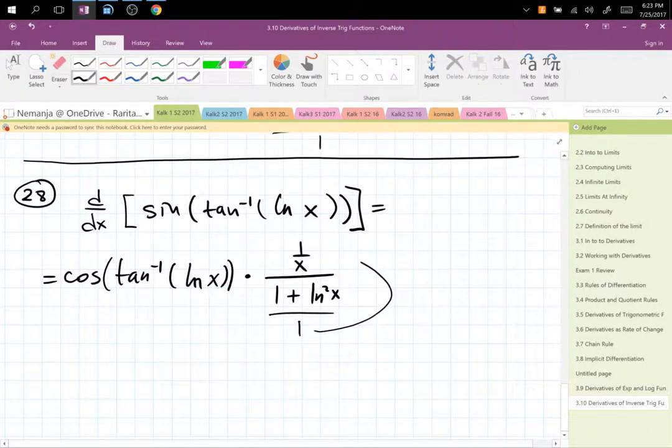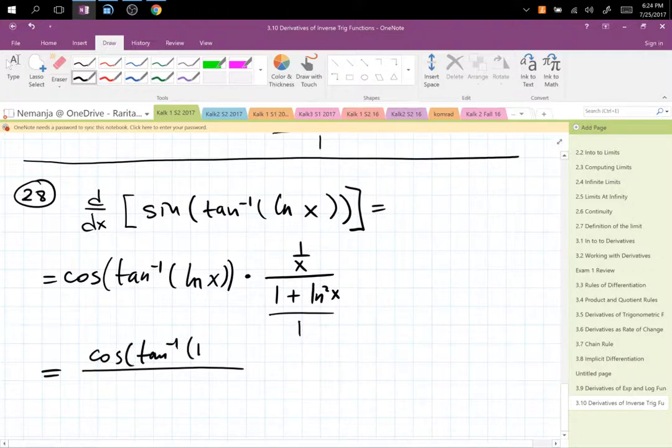Again, over 1, that multiplies the 1 on the top. So what we get as the final answer here is cosine of inverse tangent of ln x divided by x times 1 plus ln squared x. And that's it.